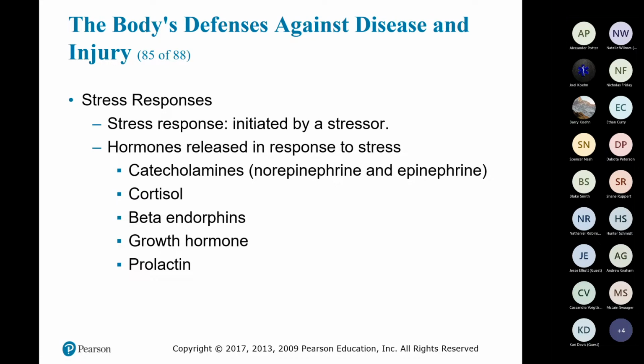Beta endorphins. So when we talk about beta 1, we're going to get an increase in heart rate. Beta 2, we're going to get bronchodilation and vasodilation. It actually releases a growth hormone as well, right? And then we get something called prolactin.